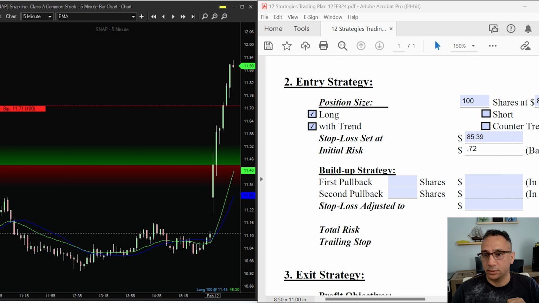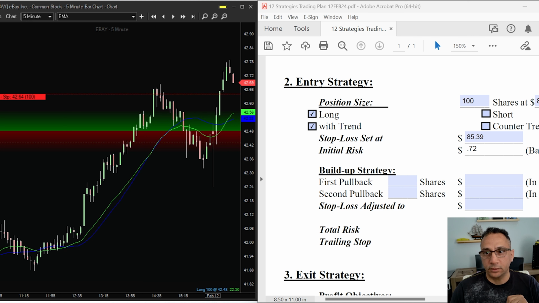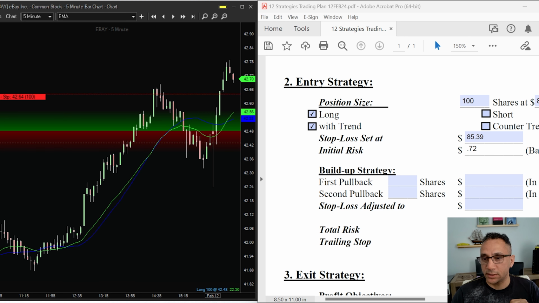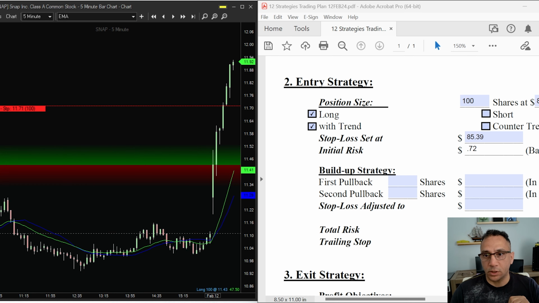And let's see eBay. eBay is about to reverse, so I'm gonna give it one more bar, if it will trigger it. All right, let's see what Snap is doing. Snap is hitting, like we said, resistance. So we'll take it one more bar up.